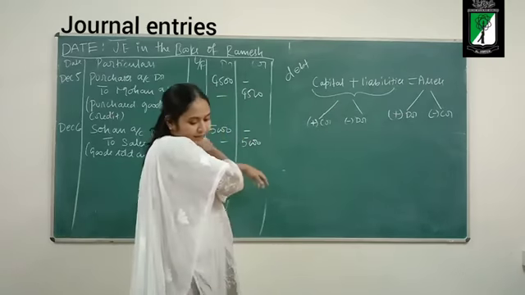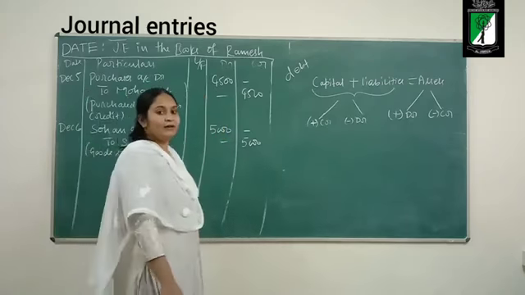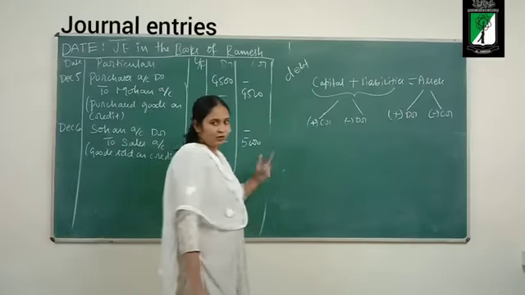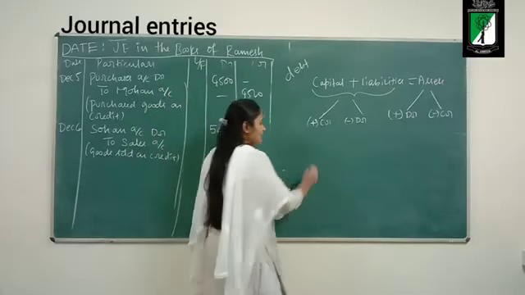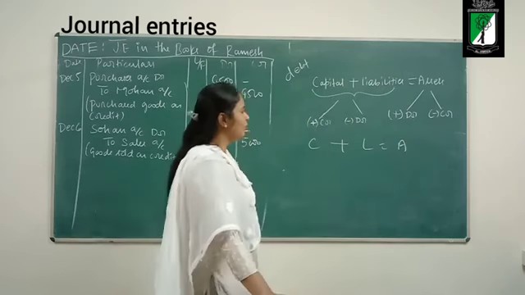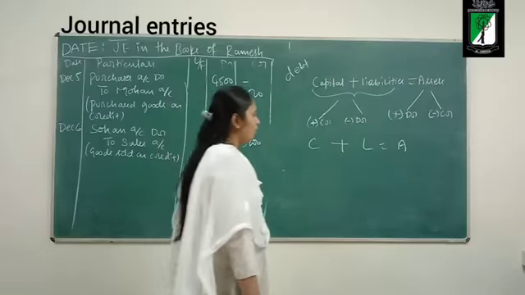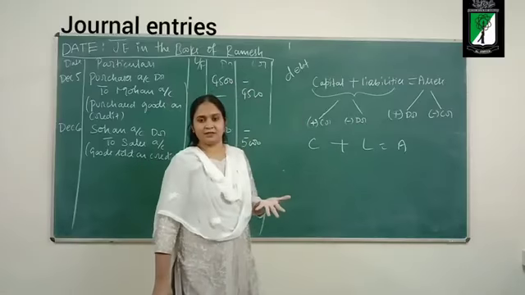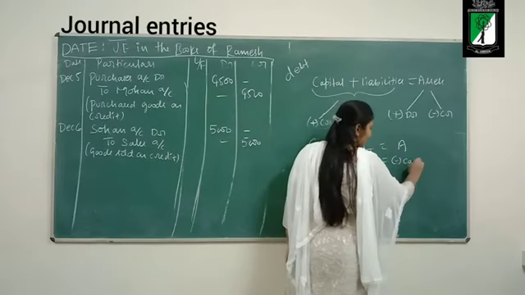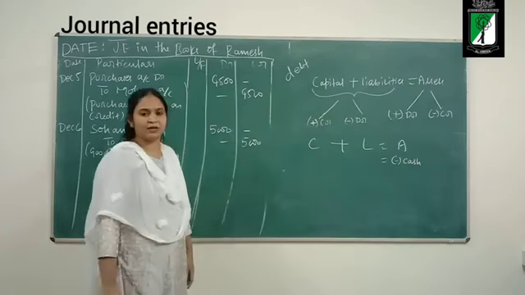Next transaction is paid wages rupees 4,000. Business had paid wages. How much? Rupees 4,000. So according to the modern approach, I will solve first. Paid wages. So capital plus liability is equal to assets. Now business is paying wages. In what form will it pay wages? It will be in the form of cash. So cash is an asset. So what is happening to my cash balance? It is decreasing.